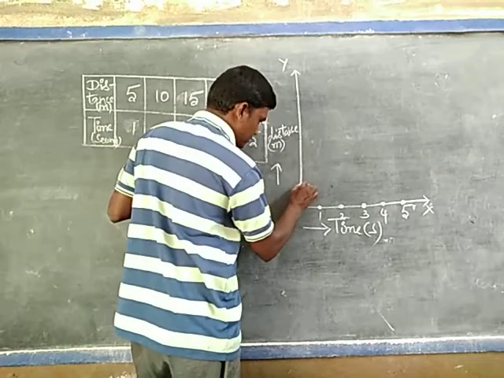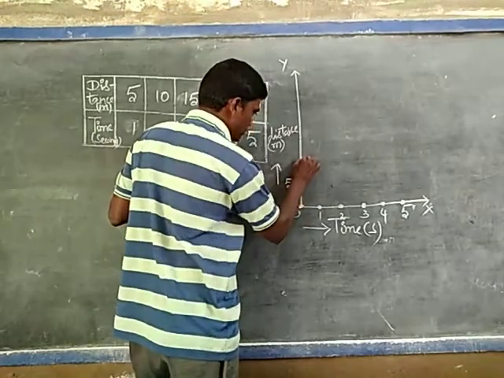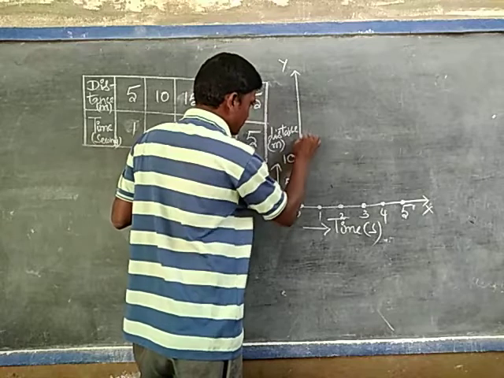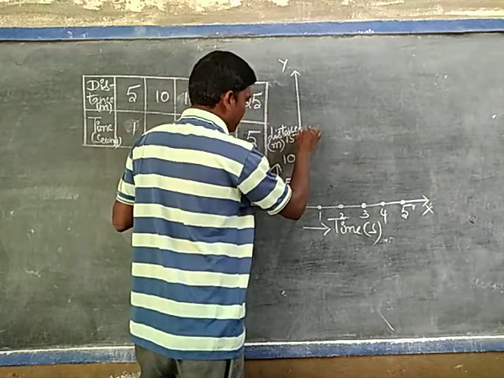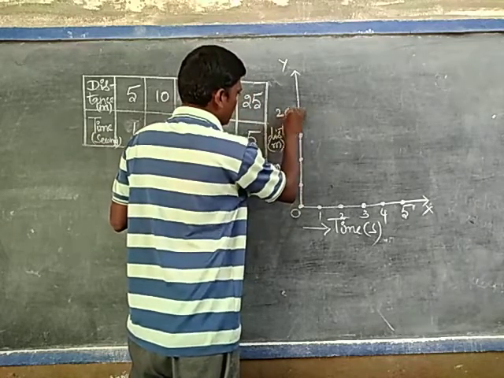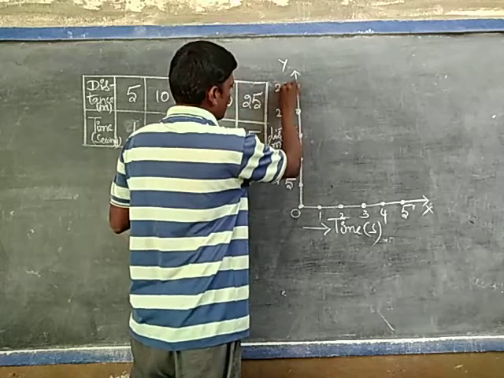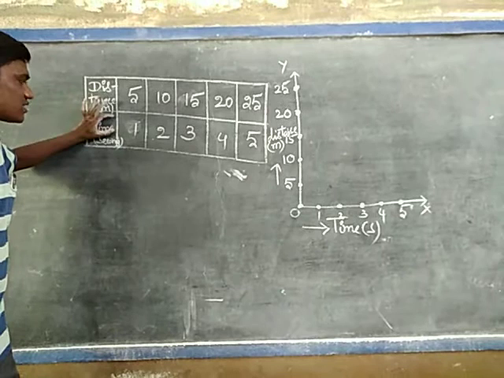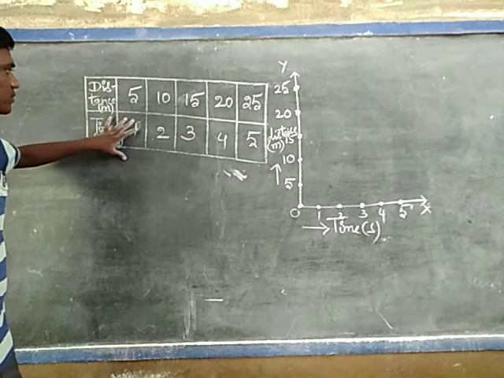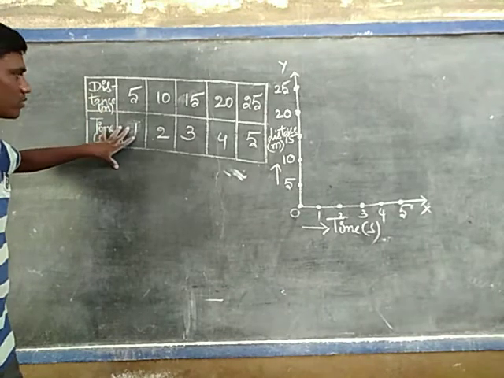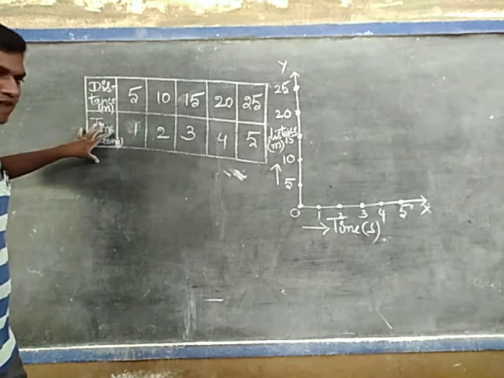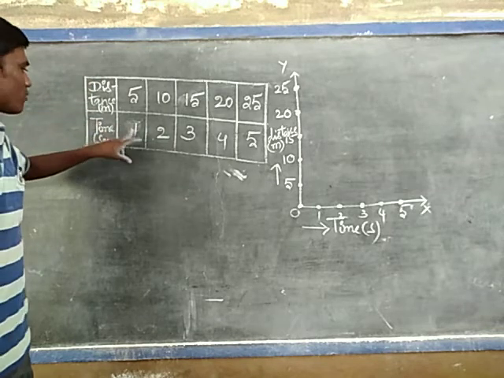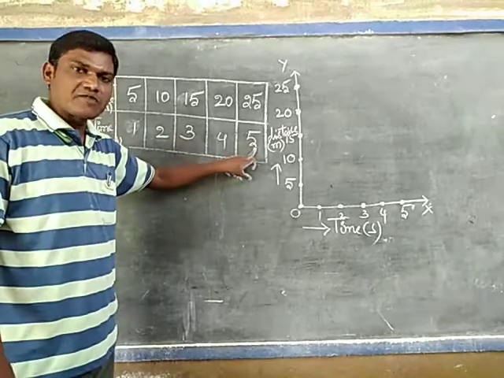Like in the distance: 5, 10, 15, 20, 25 in meters. So what values are given in the tabular form? Here, what values are you considering in the table? Distance and time values. So from 1 second to the 5th second we have considered.